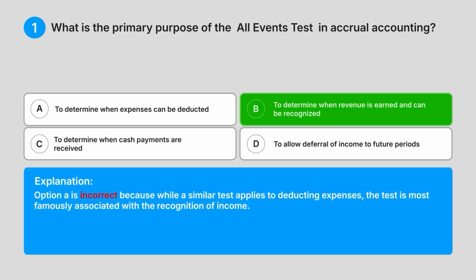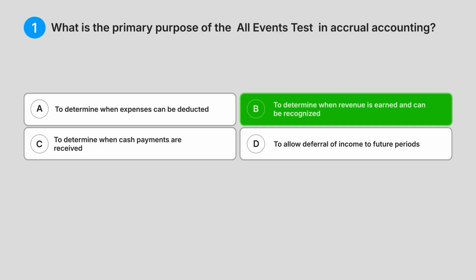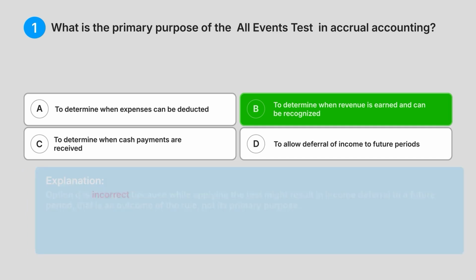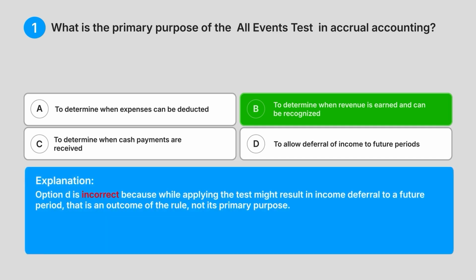Option A is incorrect because while a similar test applies to deducting expenses, the test is most famously associated with the recognition of income. Option C is incorrect because determining when cash is received is the basis of cash accounting, not accrual accounting. Option D is incorrect because while applying the test might result in income deferral to a future period, that is an outcome of the rule, not its primary purpose.